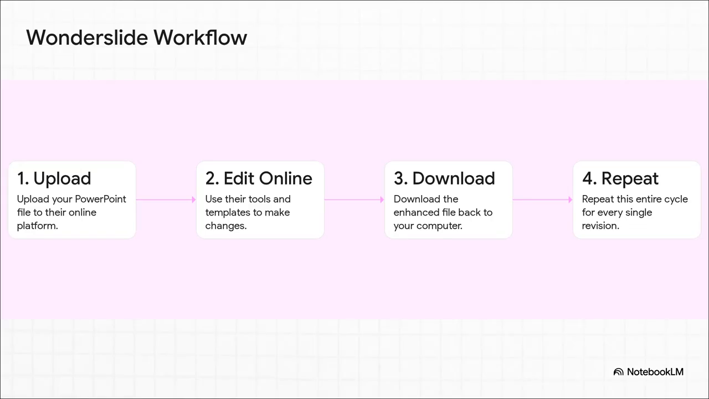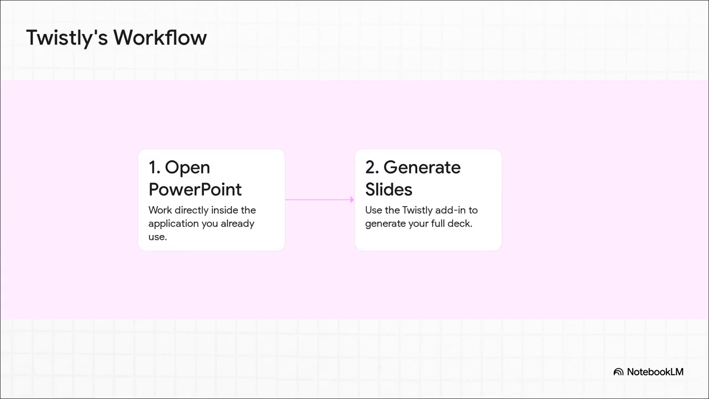Let's just zoom in on that workflow issue for a second. With a tool like Wonderslide, the process is a whole song and dance. First, you have to upload your file to their website. Then, you edit it online using their tools. Then, you download the finished version back to your computer, and you have to repeat that entire cycle for every single major change. Now, contrast that with Twistly. Because it's integrated right in, the workflow is just simpler. Step 1, you open PowerPoint. Step 2, you generate your slides with the add-in. That's it. The difference in friction, in the number of steps, is just night and day.